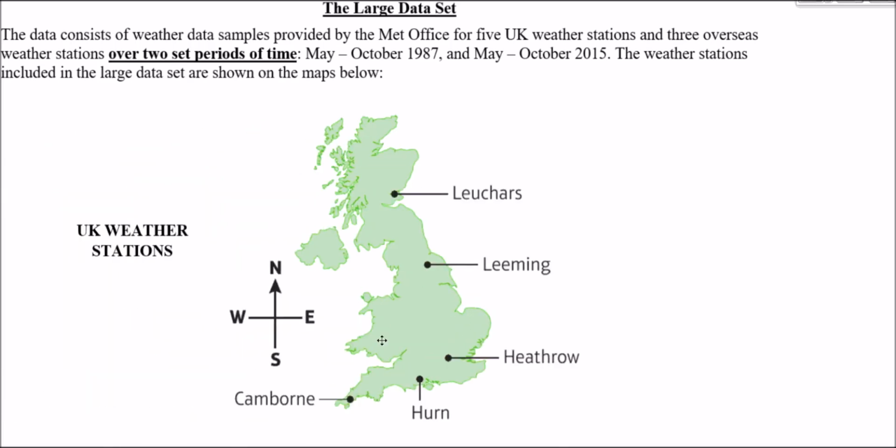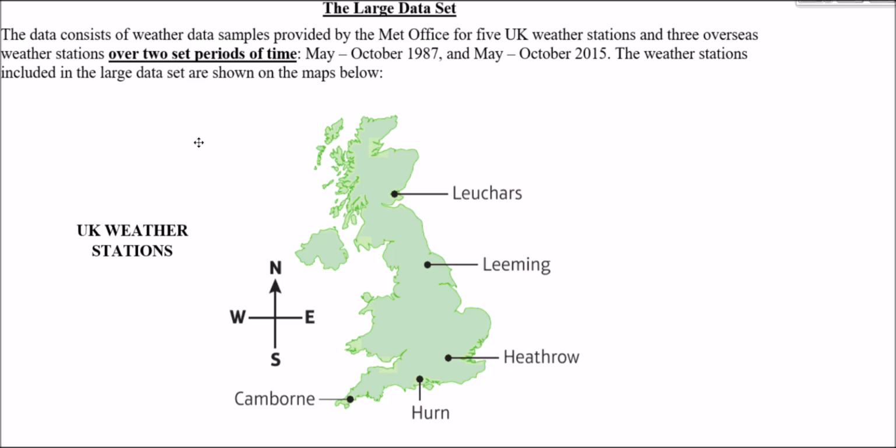From May to October is only 6 months out of a full 12-month calendar year. The weather stations included in the larger data set are shown in these 2 maps following. So the first one, these UK weather stations. So we've got Camborne down south, Herne, Heathrow, Leeming, and one in Scotland, which is pronounced Lucas.